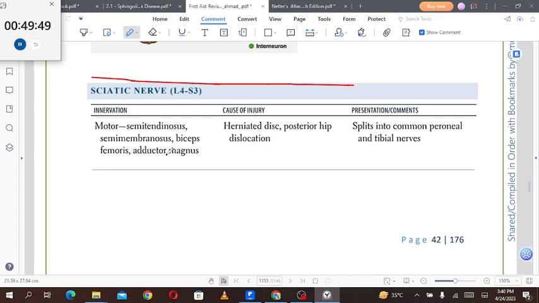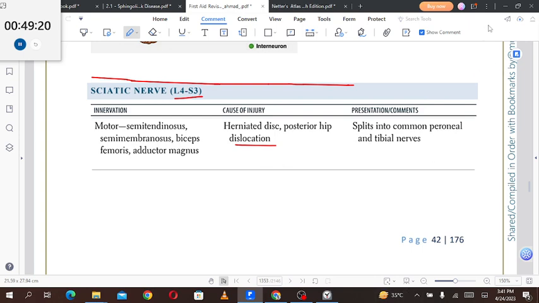So the root value of the sciatic nerve is L4 to S3. Then we have the innervation. The motor innervation by the sciatic nerve is to the semitendinosus, semimembranosus, biceps femoris, and adductor magnus muscles. Cause of injury is herniated disc, posterior hip dislocation, or maybe hypertrophy of the piriformis muscle as well. Presentation: it splits into the common peroneal nerve and the tibial nerve.